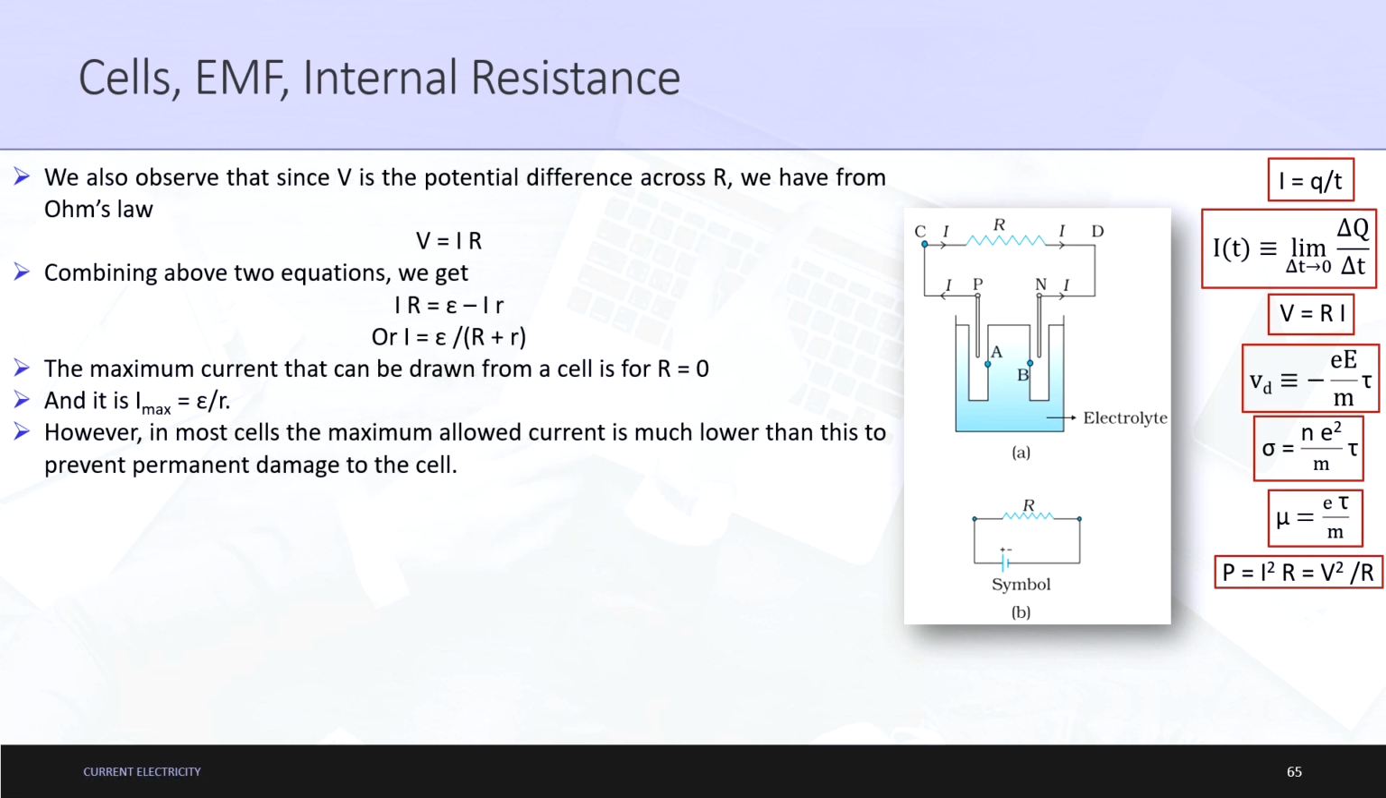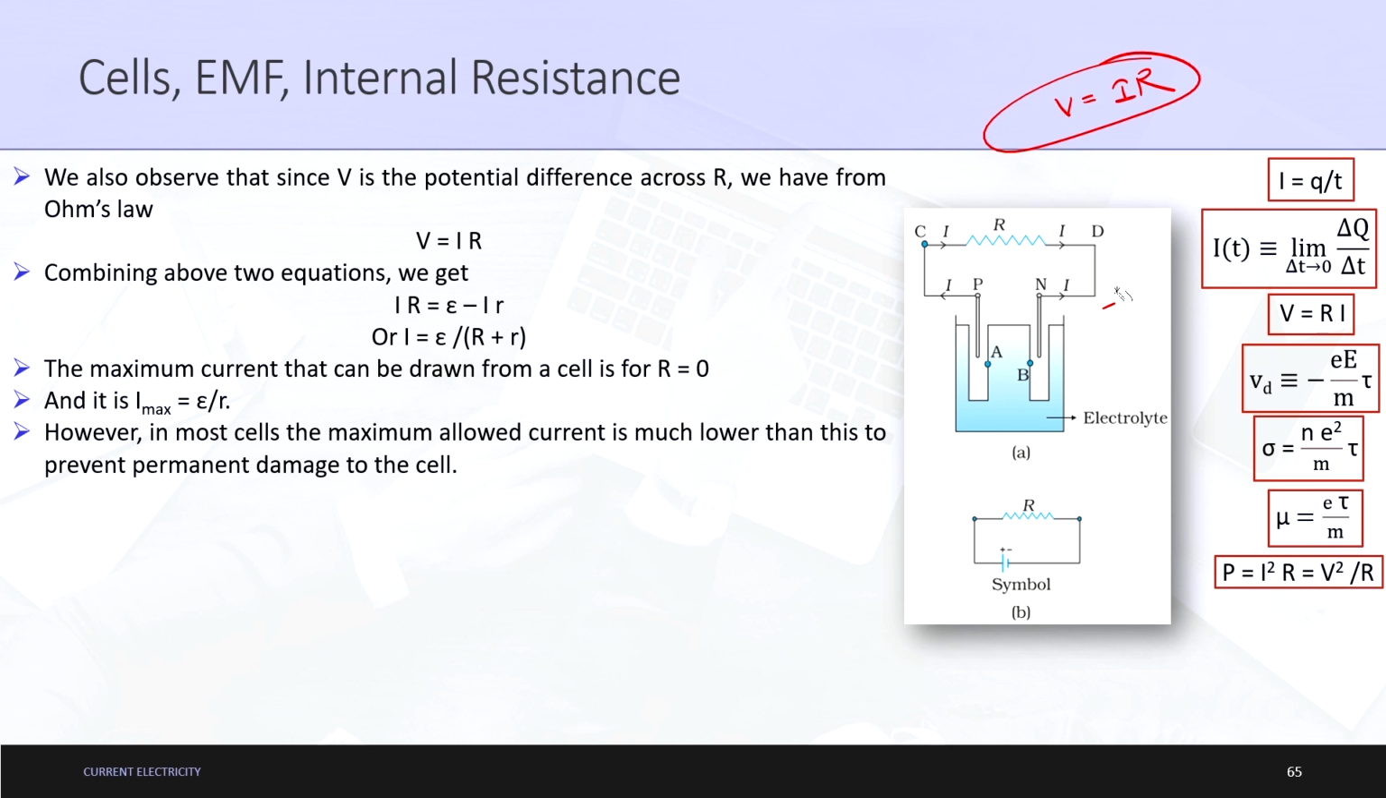Now we also observe that since capital V is the potential difference across capital R, we have from Ohm's law V is equal to IR. As we know, the potential difference across this portion is also equal to V, and across this portion is also equal to V. But here the potential difference V is nothing but I into capital R. And in the previous portion, we understood that the potential difference is nothing but epsilon minus Ir.